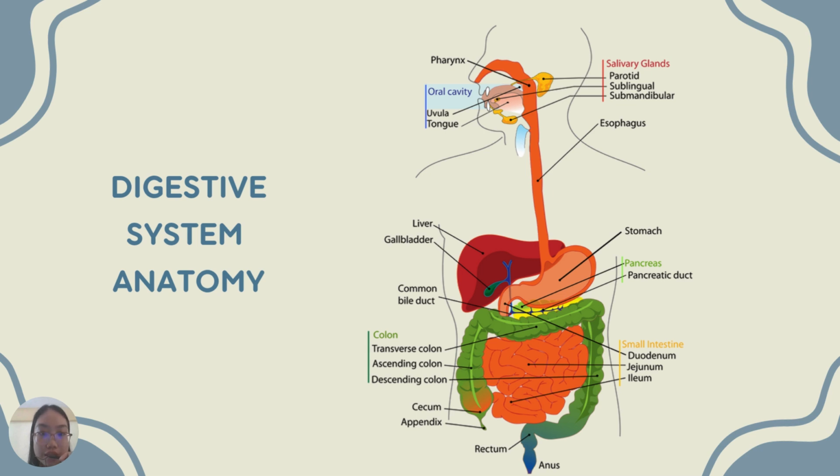We can also see the stomach, the pancreas that secretes through the pancreatic duct, and the colon, which consists of the transverse colon, ascending colon, and descending colon. The small intestine consists of the duodenum, jejunum, and ileum. And over here we can see the cecum, appendix, and the last ones are the rectum and anus.